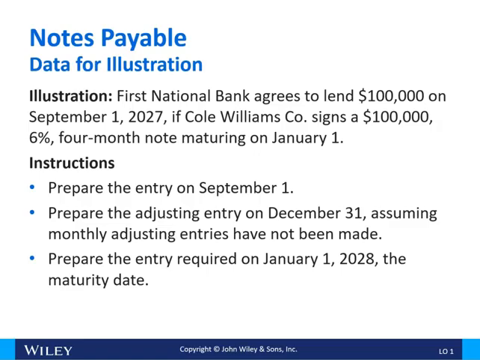So First National Bank agrees to lend $100,000 on September 1st, 2027 if Cole Williams signs a $100,000 6% 4-month note maturing on January 1st. So we need to prepare the entry on September 1st, prepare the adjusting entry on December 31st, assuming monthly adjusting entries have not been made, and then finally prepare the entry required on January 1st, 2028, the maturity date.